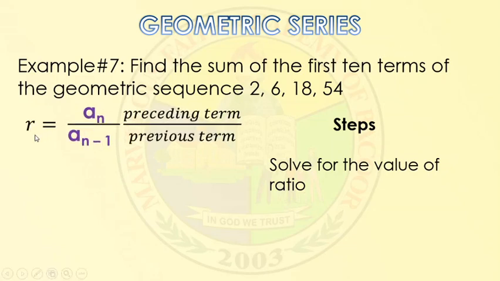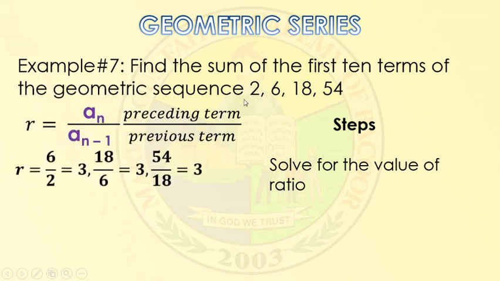So, to find the ratio, R equals A sub n over A sub n minus 1, or the preceding term over the previous term. Okay? So, kunin muna natin yung common ratio ni 2 and 6. So, we have 6 is the preceding term and 2 is the previous term. 6 over 2 or 6 divided by 2, the answer is 3. Next, 6 and 18 naman. 18 is the preceding term and 6 is the previous term. 18 over 6, the answer is 3.